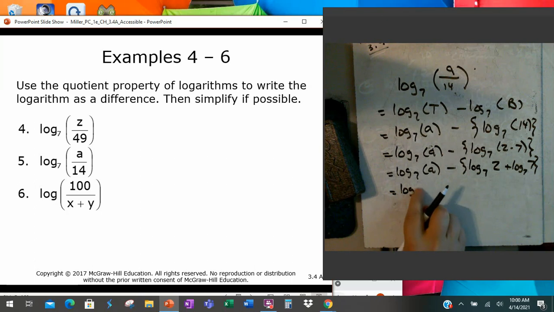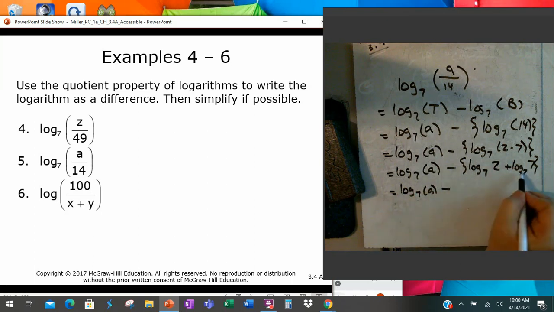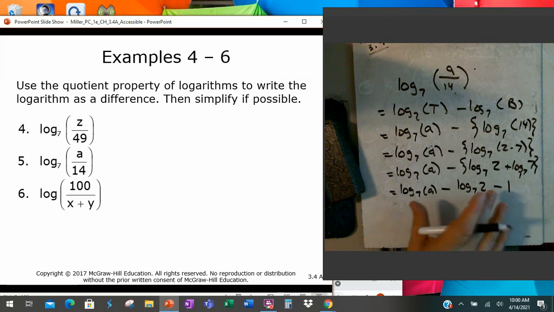Log 7 of a minus, now I'm going to drop this and realize that this is 1 plus 1. So minus log 7 of 2 minus 1. So that's fully simplified, as much as what we get.